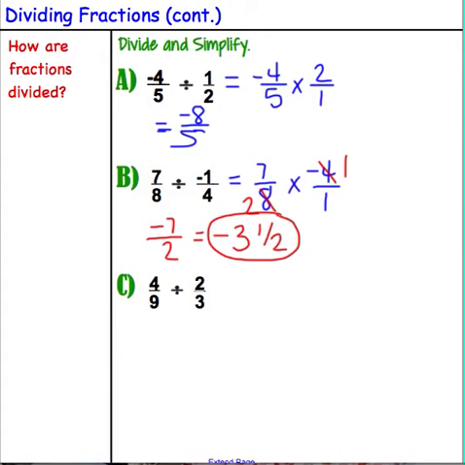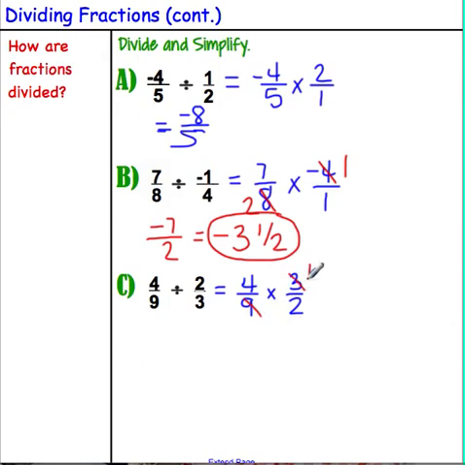My last problem here, 4/9 divided by 2/3. I'm going to keep the first 4/9, and I'm going to change 2/3 to 3/2. Please don't say 3/2s because that doesn't work. Change division to multiplication.